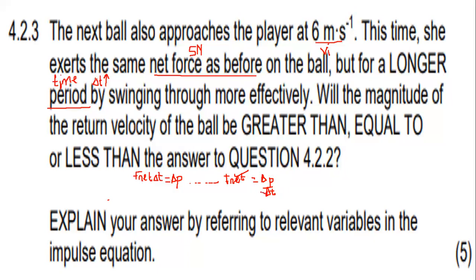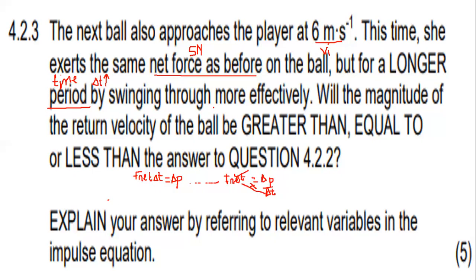When I take F net and I multiply it with delta T, then if I now increase the value of delta T, because now I'll be applying the net force for a longer period of time, do you then agree with me that the change in momentum is now going to increase altogether? Now, when the change in momentum increases, what is going to happen to the magnitude of the return velocity? Obviously, now it tells me that the magnitude of the return velocity is also going to increase.